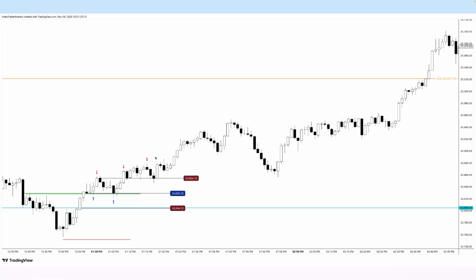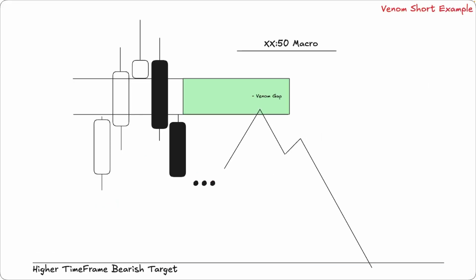I am looking for very quick moves, and I am out very quickly because I am not demanding the entire thing, and I would have had to sit through all of this to see it deliver, and that's just not something that I want to do. So now if we flip it, you can see we have the short example here.